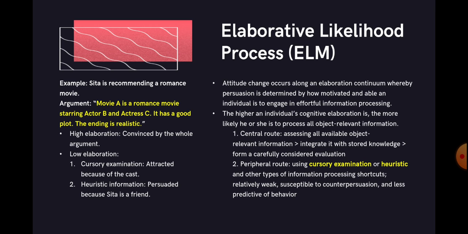The central route requires high elaboration, so we need to be motivated in the persuasion process in order to have high elaboration. Because we are motivated, we focus more on the object rather than the peripheral cues. And then the peripheral route is basically where, in making a judgment, we usually use cursory examination or heuristics and other information processing shortcuts.